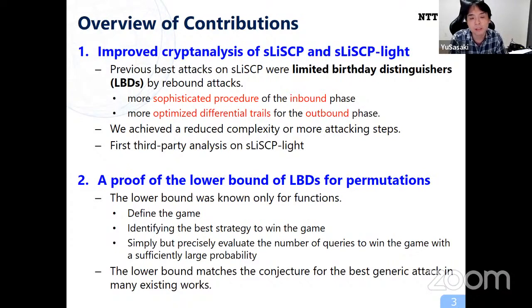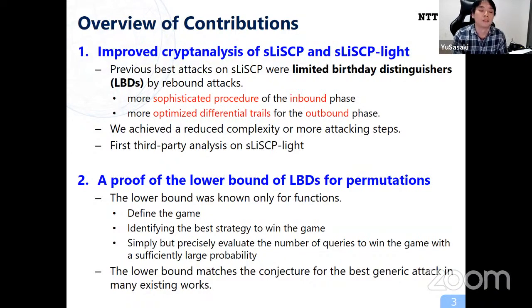For the first part, we present improved cryptanalysis. The previous attacks on SLI-SCP were limited birthday distinguishers by rebound attacks. Rebound attacks consist of two phases, and we improved both phases to achieve reduced complexity or more steps, depending on the permutation size, whether the original version or the light version we are attacking. This is the first third-party analysis on SLI-SCP Lite.